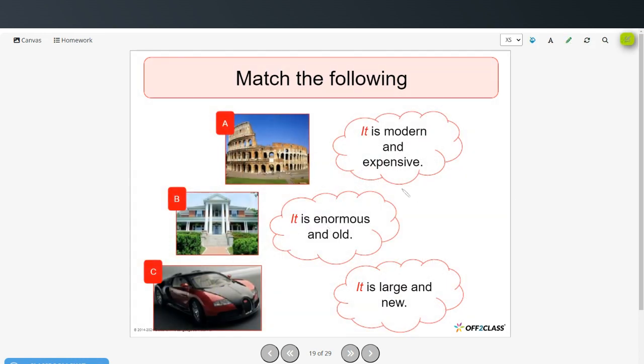It is modern and expensive. Well, that would be picture C. It is enormous and old. That would be picture A. And it is large and new. Picture B.